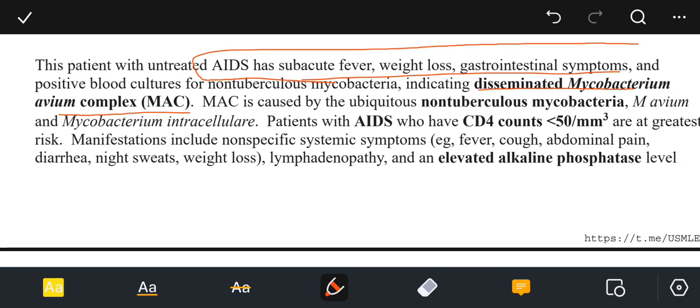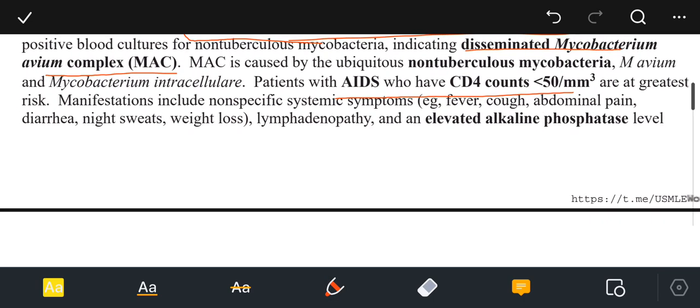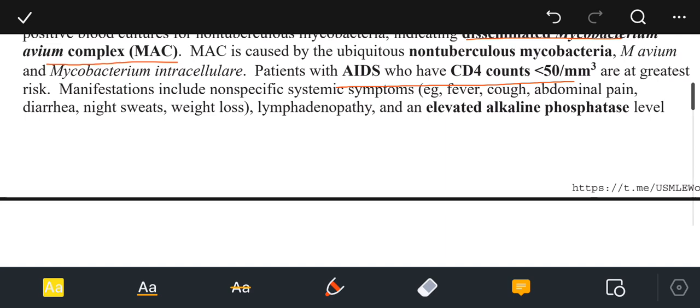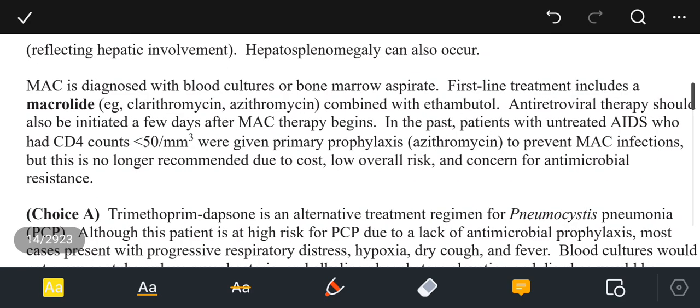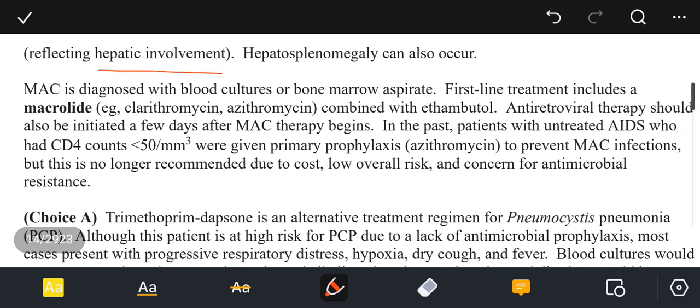MAC is caused by the ubiquitous non-tuberculous Mycobacterium avium and Mycobacterium intracellulare. Patients with AIDS who have CD4 count of less than 50 per millimeter cube are at greatest risk. Manifestations include non-specific systemic symptoms like fever, cough, abdominal pain, diarrhea, night sweats, and weight loss, lymphadenopathy, and an elevated alkaline phosphatase level, reflecting the hepatic involvement. Hepatosplenomegaly can also occur.